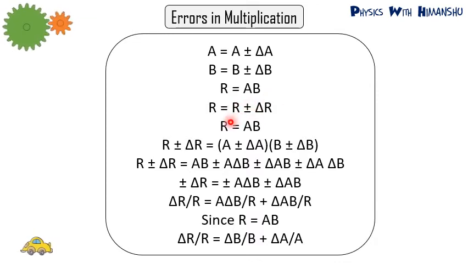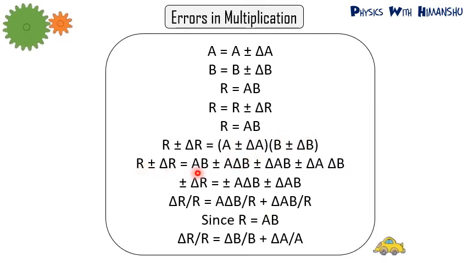So how to calculate value of R? R will be equal to A into B. That we'll discuss when we solve numerical. Now how to find error? So in the place of R, we'll put R plus minus del R. On the place of A, we'll put A plus minus del A. And on the place of B, we'll put B plus minus del B. So opening the brackets now. R plus minus del R will be equal to AB plus minus A del B plus minus del A B plus minus del A into del B.